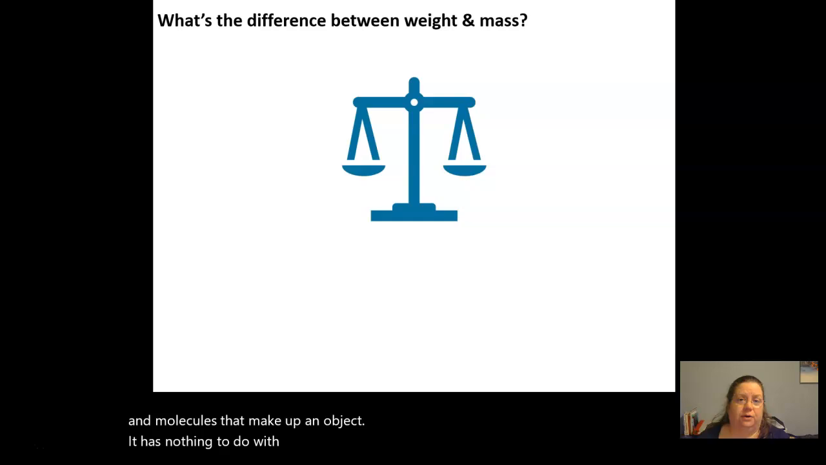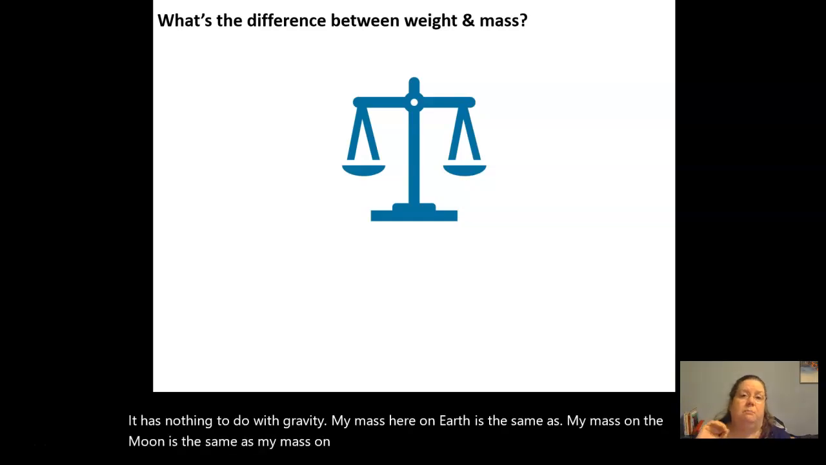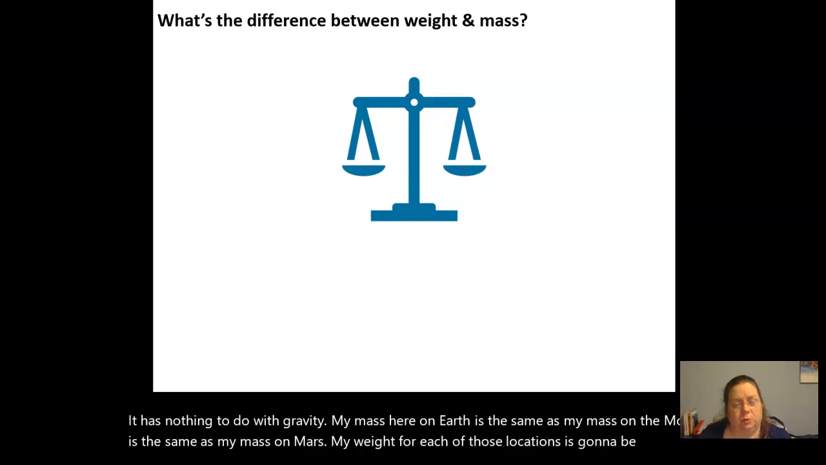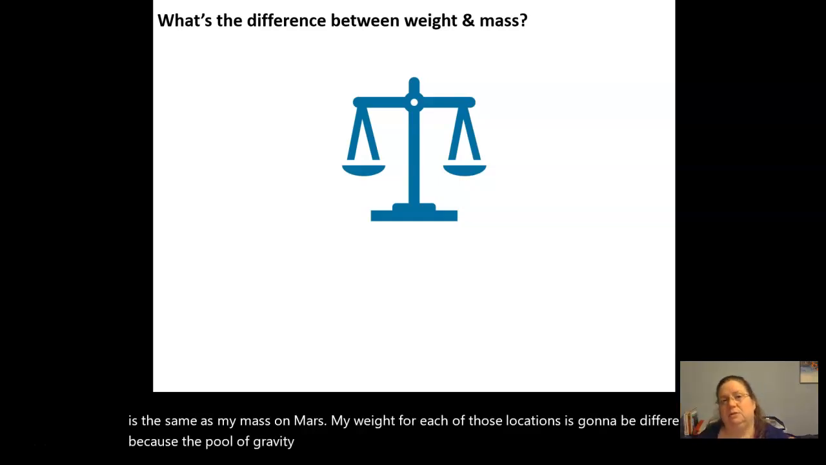My mass here on Earth is the same as my mass on the moon, is the same as my mass on Mars. My weight for each of those locations is going to be different because the pull of gravity is unique to whatever planet or moon I might be standing on.